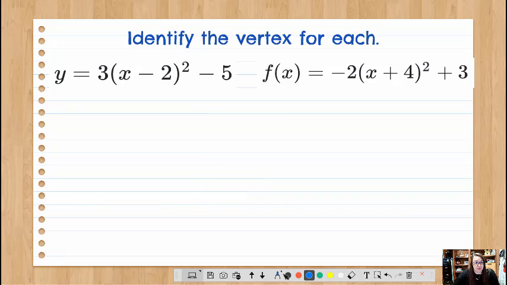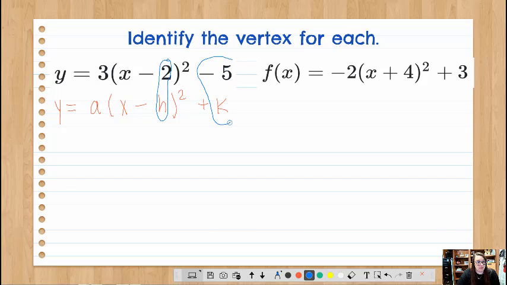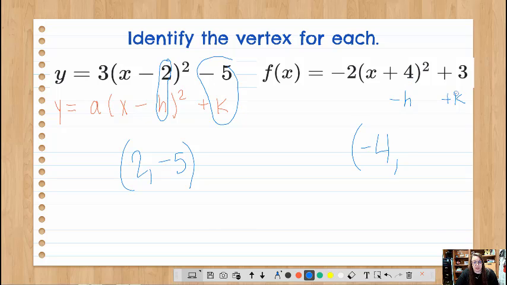Let's look at these two and see if we can find the vertex for each. The first one, I'm just going to layer on top of it the original formula, which is a times the quantity x minus h squared plus k. And then we can notice that negative h is negative 2. That means h is 2. And then k is negative 5. So in this case, we have (2, negative 5) for our vertex. The next one, as a reminder, it goes negative h, positive k. Since negative h is positive 4, that means h is negative 4. k is 3.